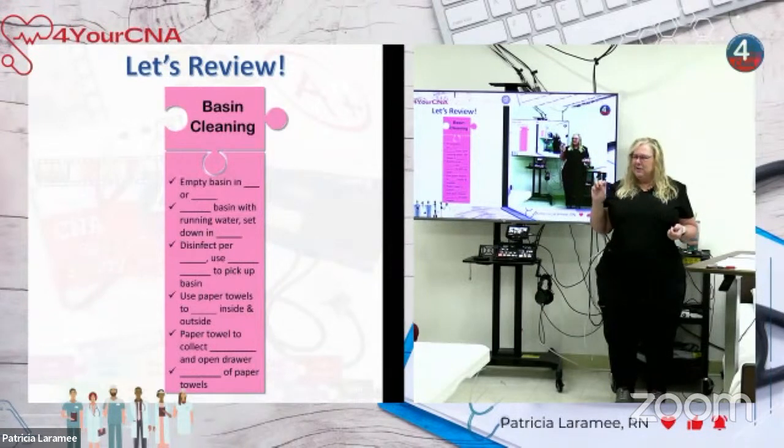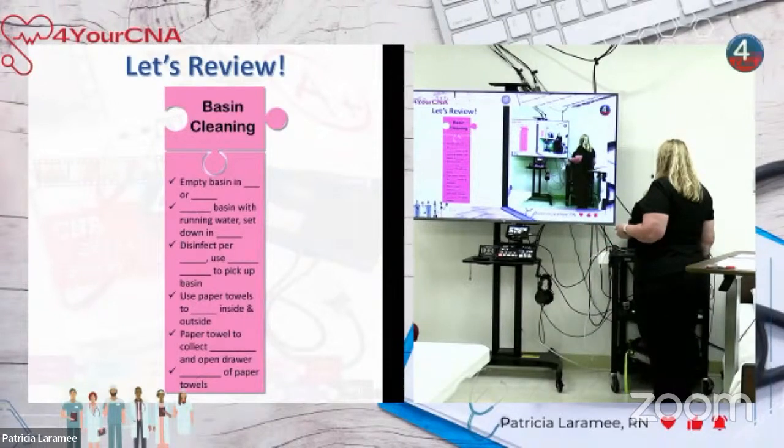Now, the reason that we use a different paper towel for the inside and the outside is because when we disinfect, we only disinfect the inside. And if you take a paper towel and dry the outside and then dry the inside, yeah, the outside wasn't clean. Does that make sense? So that's why we use different paper towels.